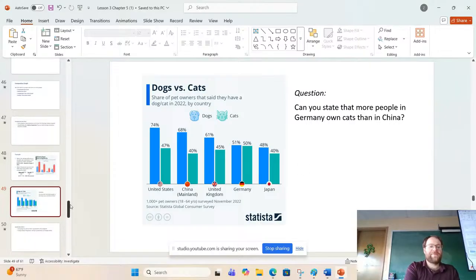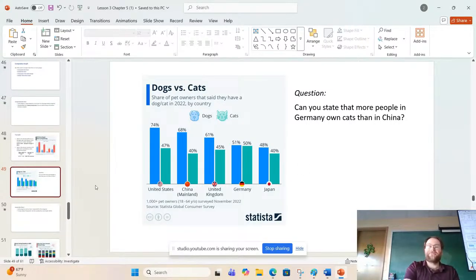Here's an interesting one. Dogs versus cats. Share of pet owners that said they have a dog or cat in 2022 by country. Can you state that more people in Germany own cats than in China? Is the question. Yes. Yes? No, we don't know the populations of each country.